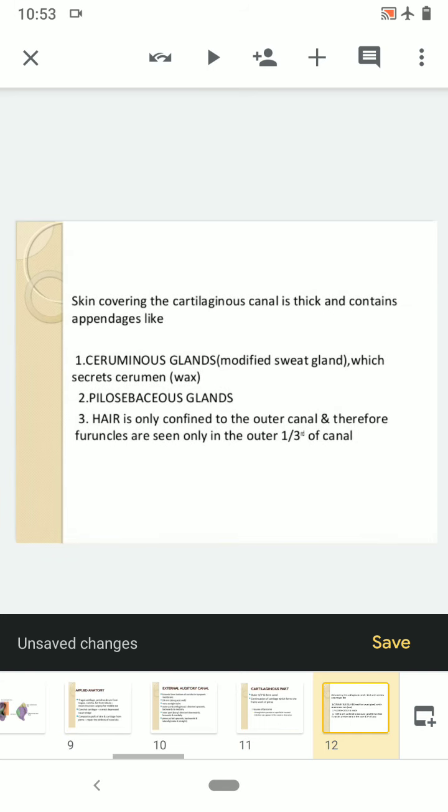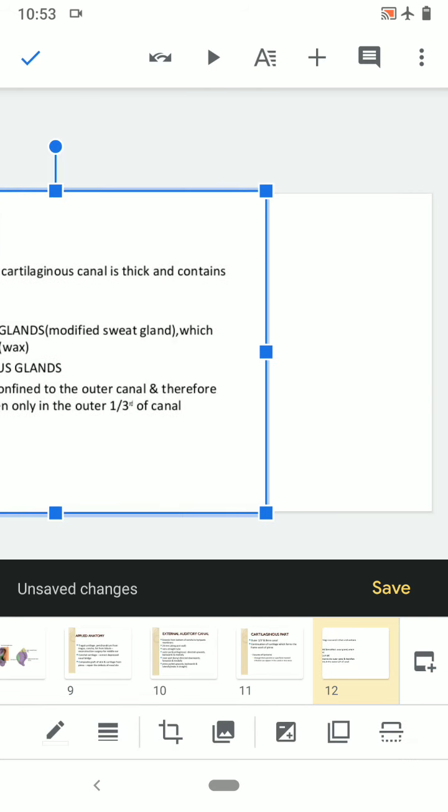Now coming to the next thing, I told you already that the skin covering the cartilaginous part, the outer 1/3, is thick and contains appendages like ceruminous glands, which secrete the wax, and also pilosebaceous glands and hair follicles. Therefore furuncles and all these things can be seen only in the outer 1/3 of the canal.